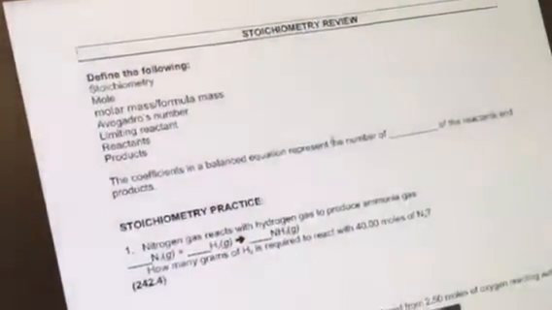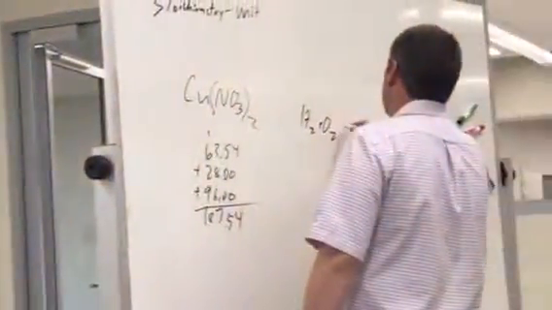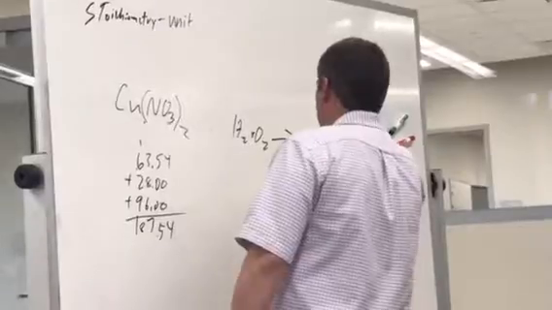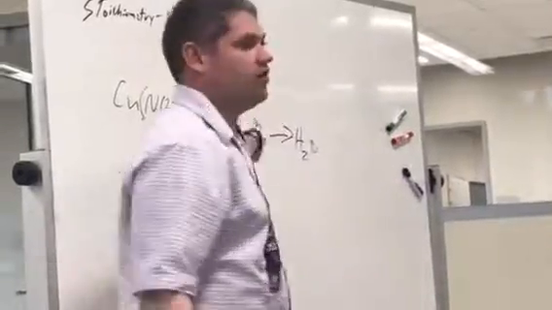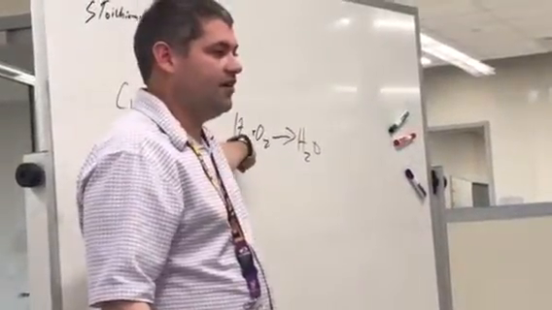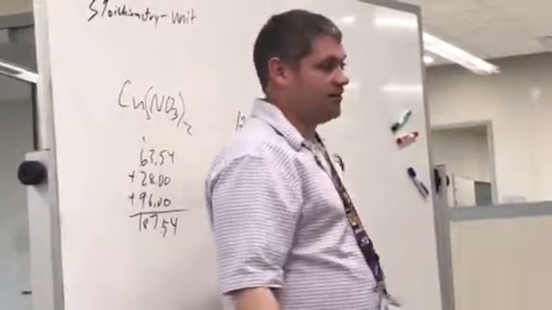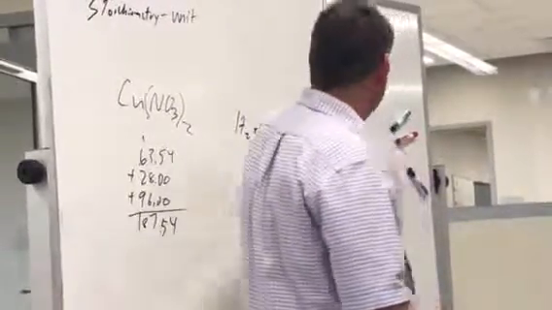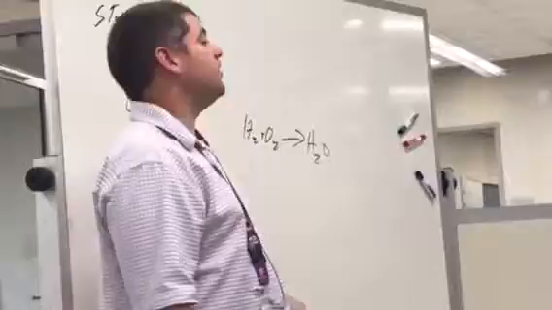Now we know in an equation, what are these over here? The reactants, and these? The products. And what's this sign? The yield sign.